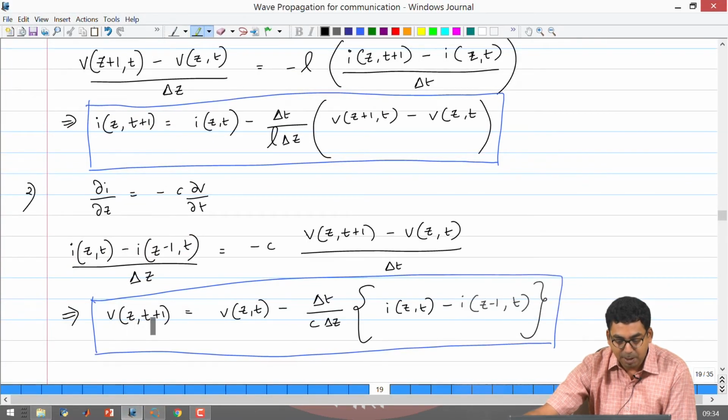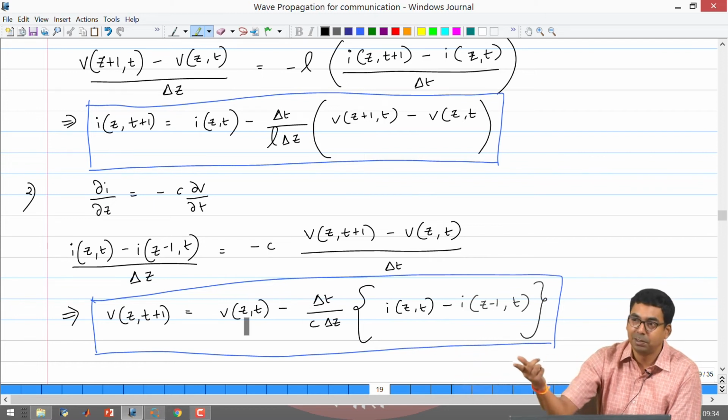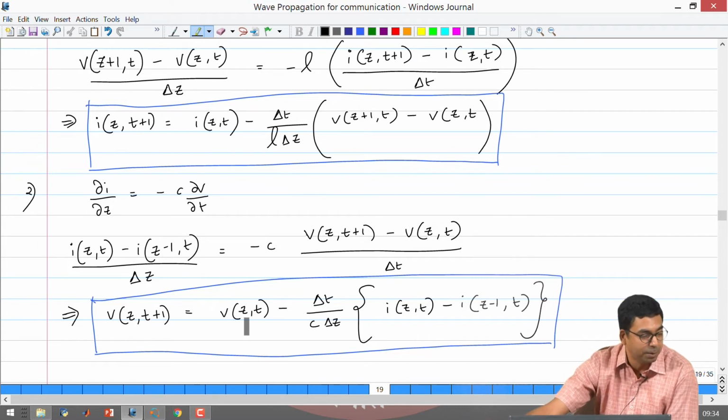What that means is, if I have a look at the equations that we have arrived at, V of z comma t plus 1 is V of z comma t minus some quantity. This is your present, this is your future. All it is saying is the future value is the present value minus something. So, I can just rewrite the future value in the present value itself. It is like writing A is equal to A minus something. So, all I need is to store one instant of time, and I am going to be able to calculate the values of the voltage and the current.